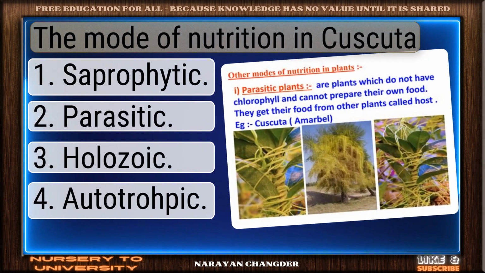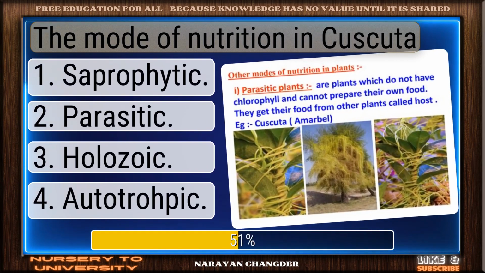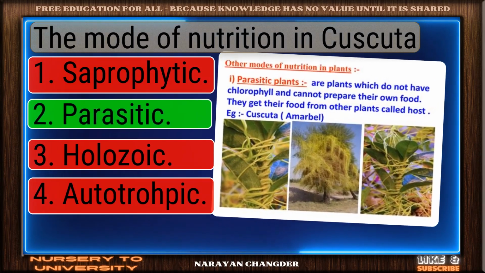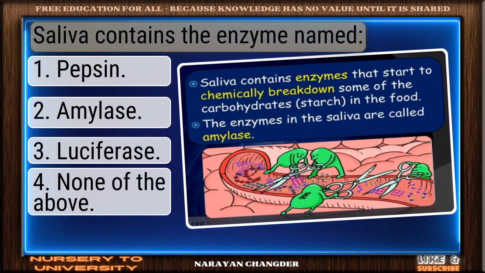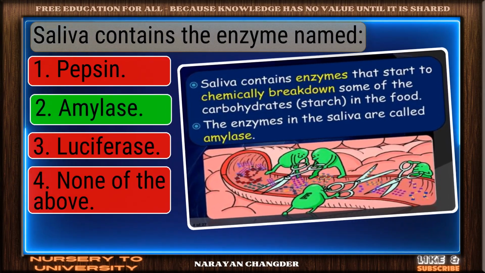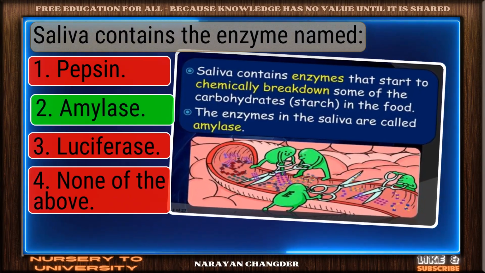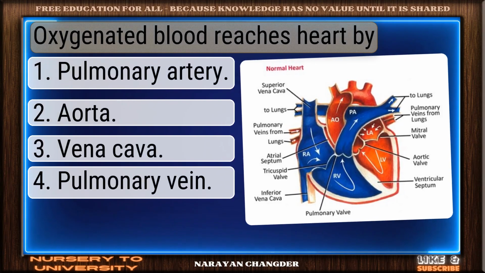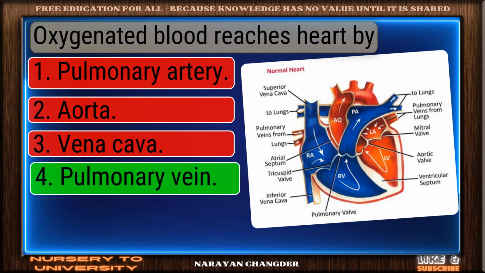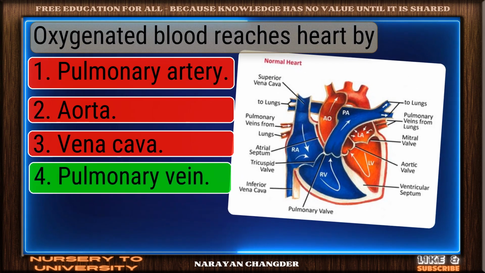The mode of nutrition in Cuscuta. You chose parasitic? Correct. Saliva contains the enzyme named. Clear logic. Amylase is sound. Oxygenated blood reaches heart by. Excellent choice. Pulmonary vein is right.